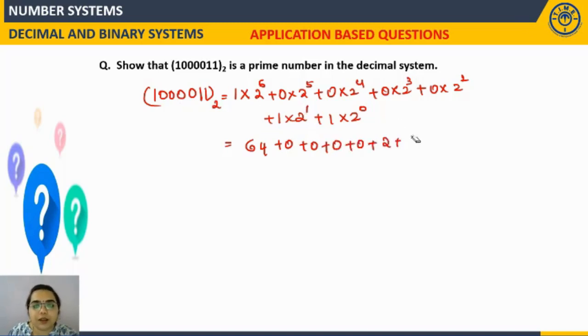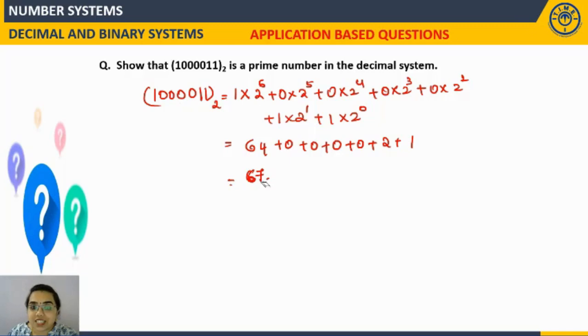It is 2^1. 1 into 2 power 0 is 1. 64 plus 2 is 66. 66 plus 1 is 67. Okay, so the number, this binary form converted into decimal form, is 67. Now can you tell me if 67 is a prime number or a composite number?